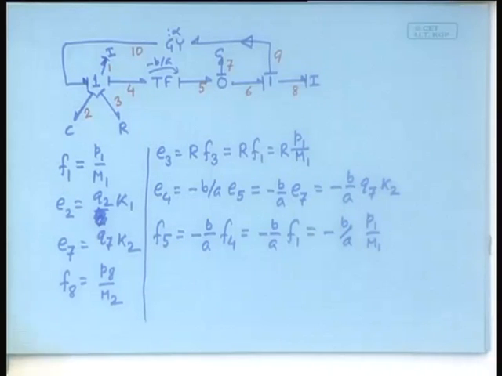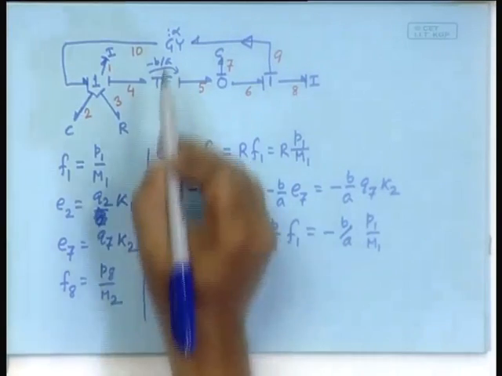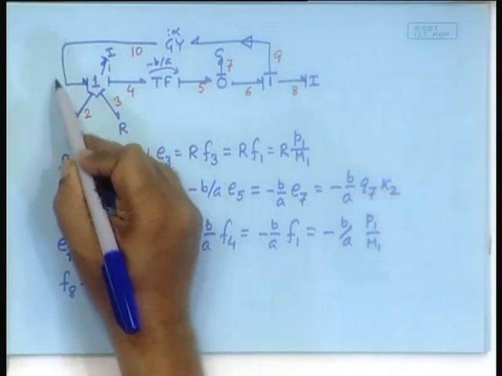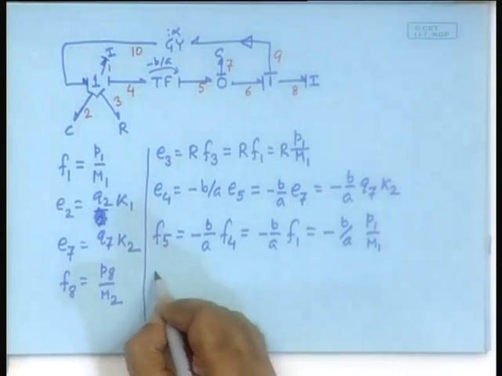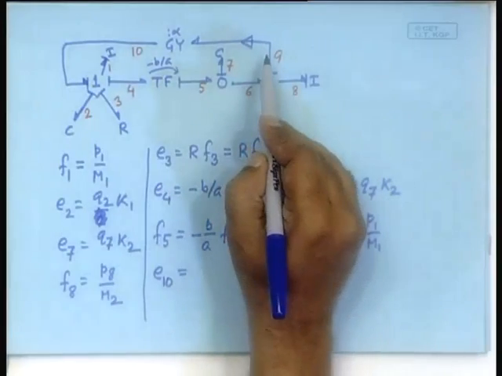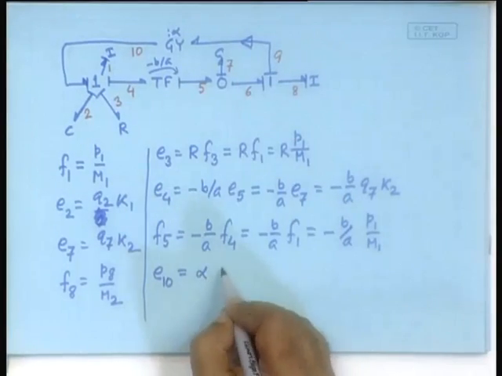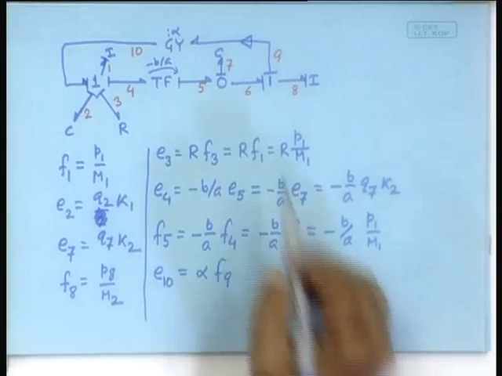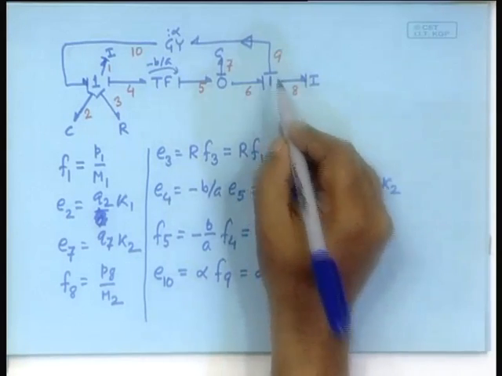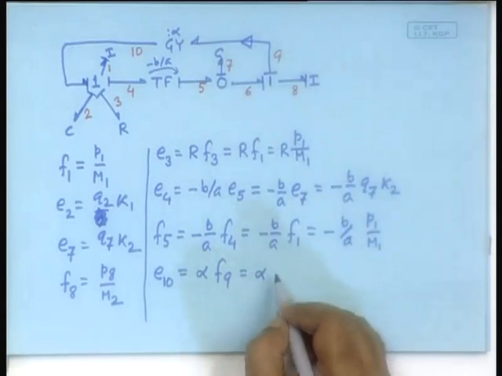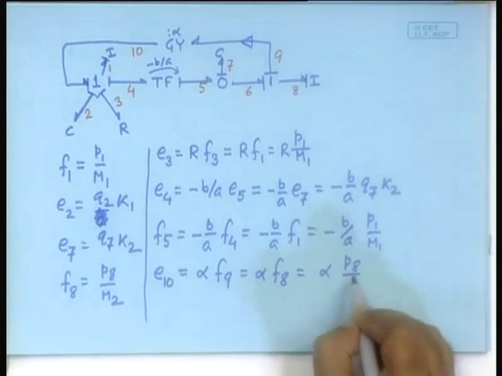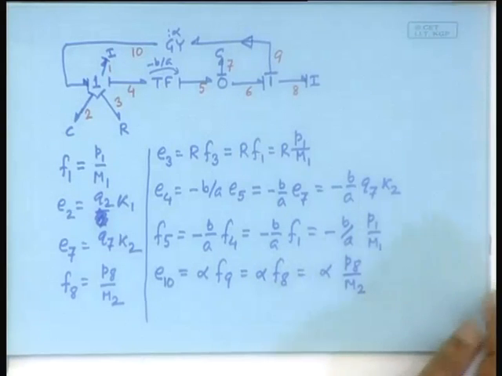What else remains? Gyrator. What does it give to the system? E10. So, E10 is related to something here, alpha F9, right, it comes from here, is equal to alpha F8, is equal to alpha P8 by M2. Done?